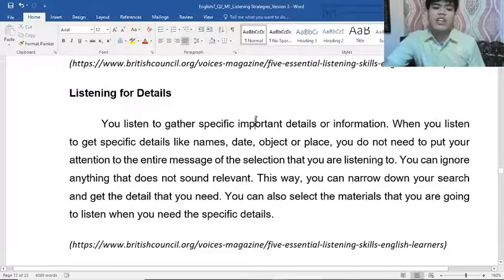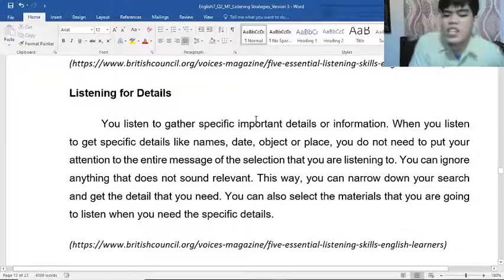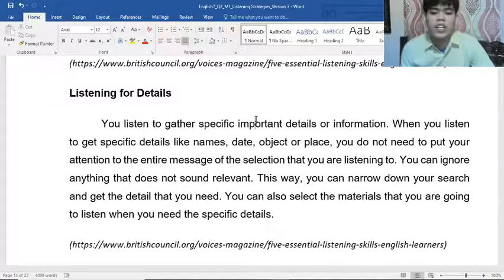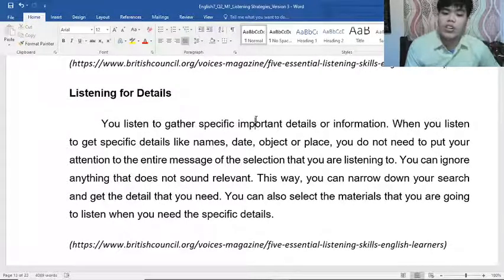Next, listening for details. So you listen to gather specific important details or information. When you listen to get specific details like names, dates, objects, or place, you need to put your attention to the entire message of the selection that you are listening to. You can ignore anything that does not sound relevant. This way, you can narrow down your search and get the detail that you need. You can also select the materials that you are going to listen when you need the specific details.